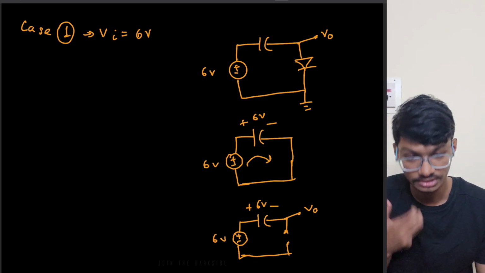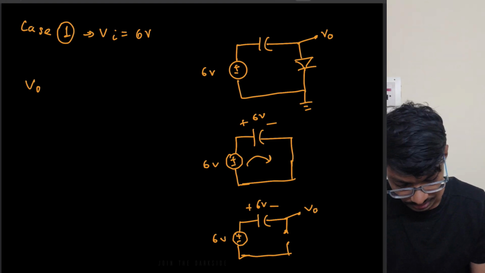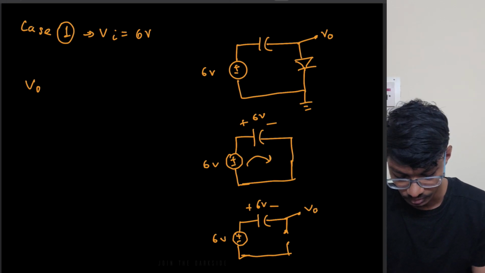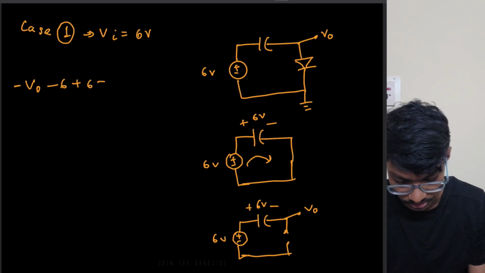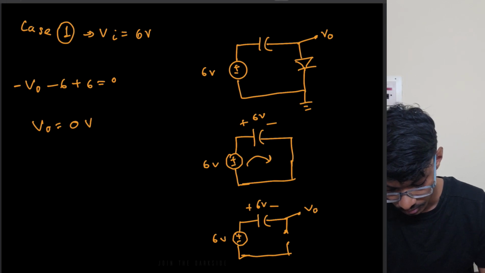So what is happening? What is the VO? So VO equals, let us write the KVL from here. If I assume a voltage source from this VO. So this is minus VO minus 6 plus 6 equals 0. So VO comes out to be 0 volts, right? VO comes out to be 0 volts.